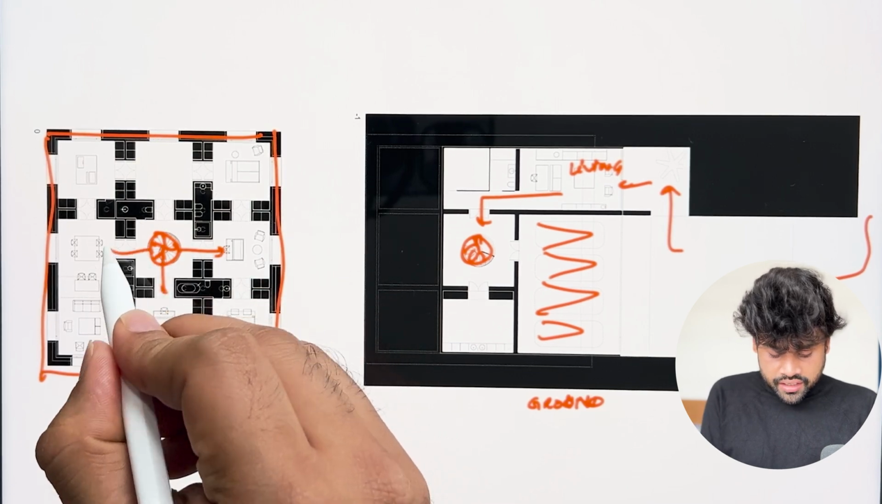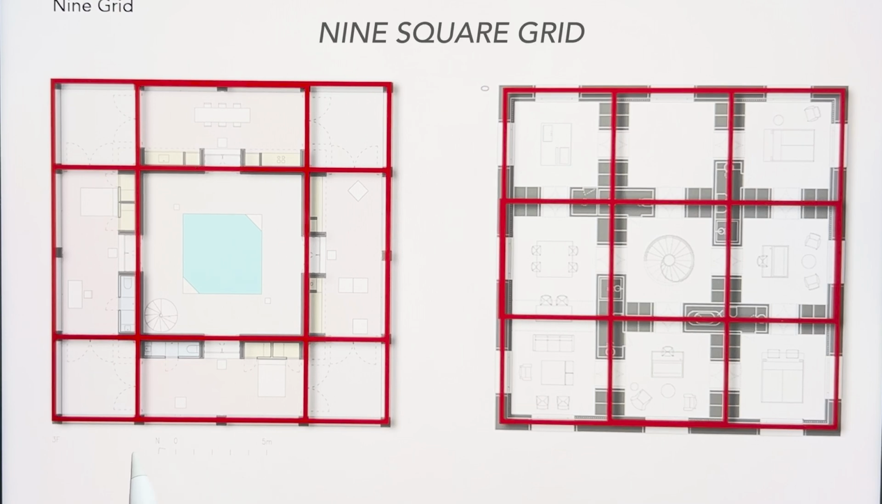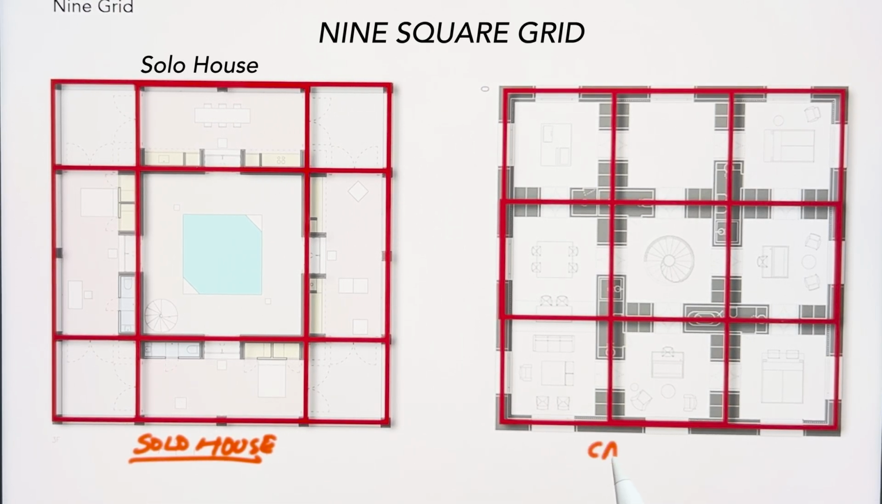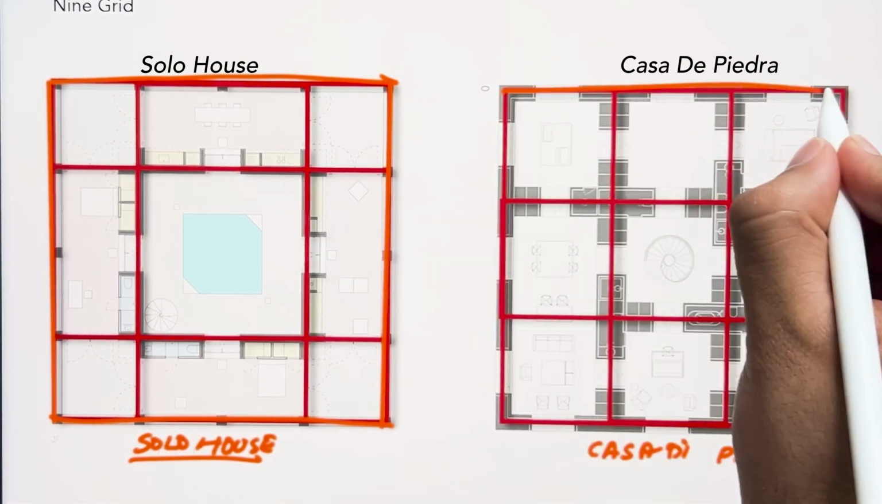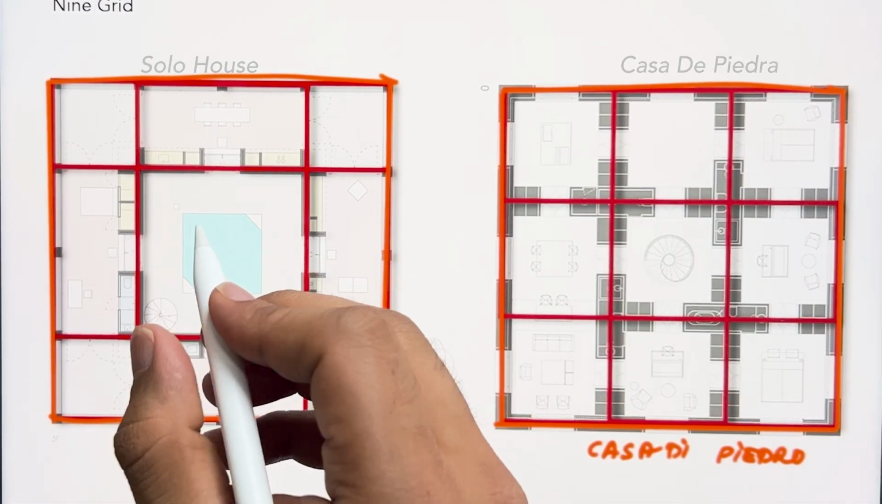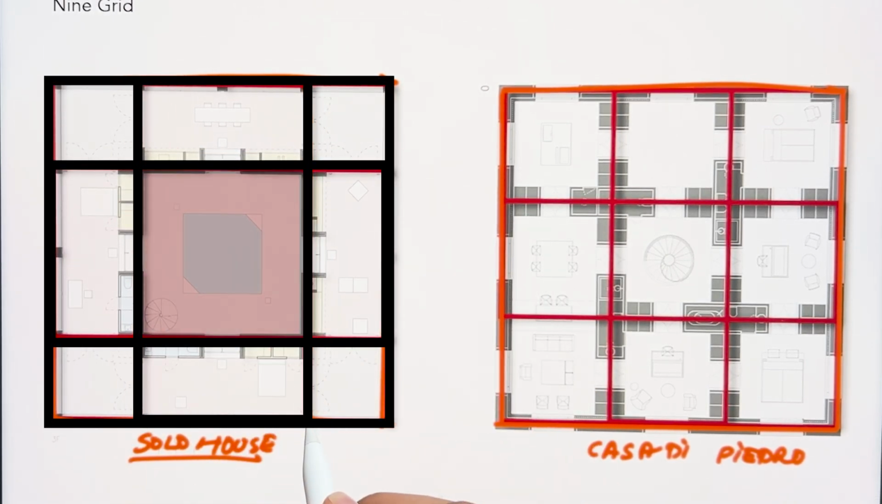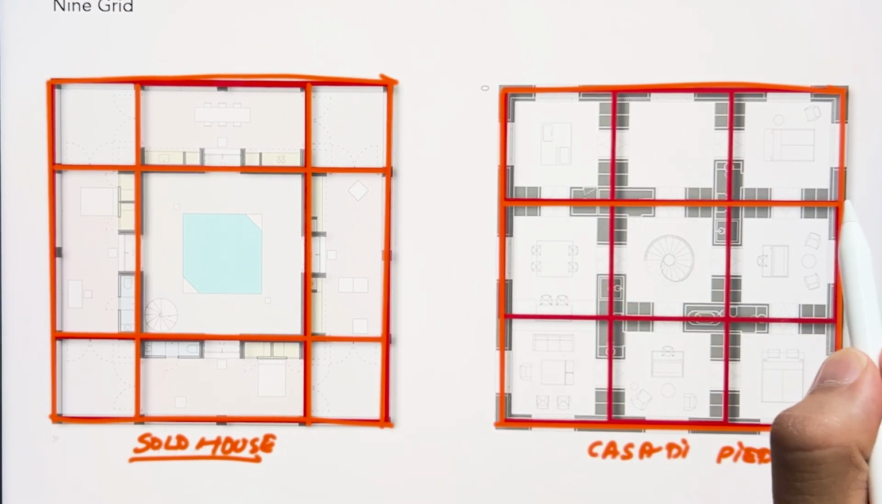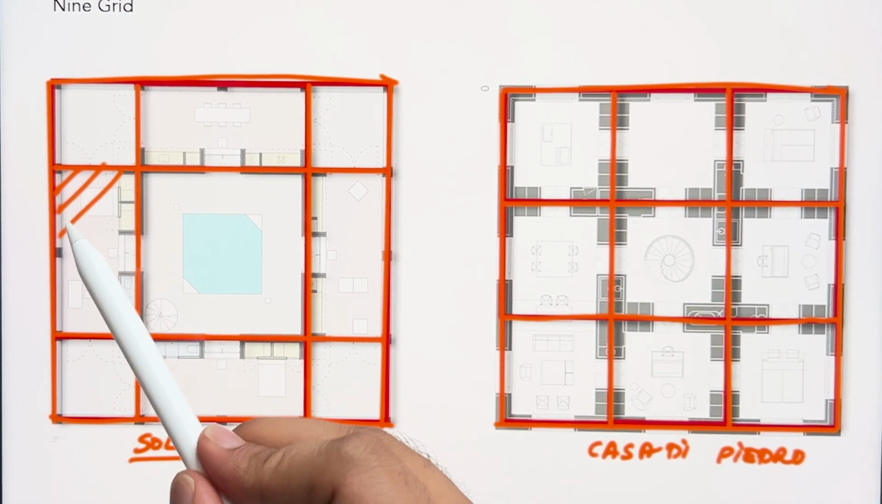So now let's see the architectural language that these two houses have followed. The first principle that they both have followed is the nine square grid. The house on the left is the Solo House by Pezo von Ellrichshausen and the house on the right is the Casa de Piedra designed by Emilio Tuñón. Both houses have square geometry. In the Solo House, Pezo and von Ellrichshausen use the nine grid system but emphasize the center of the house by enlarging the central box to create hierarchy. Whereas in Casa de Piedra, all squares are the same size. So here the first principle is the nine square grid, and we are understanding the design principles.